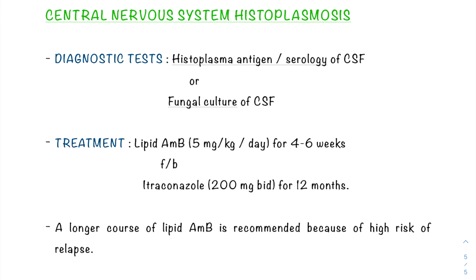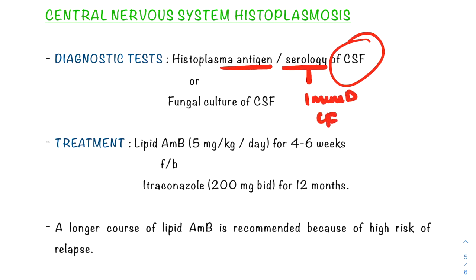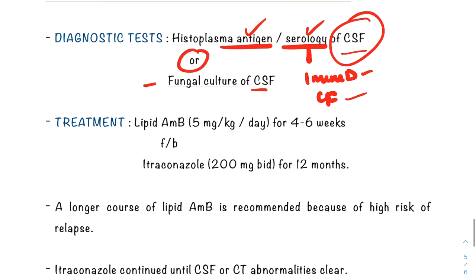Last is the central nervous system histoplasmosis. And how do we detect the central nervous system histoplasmosis? That is done using the CSF sample. We do a lumbar puncture. We extract the CSF sample and send it for the histoplasma antigen, or we do serology of the CSF. Serology is through the immunodiffusion technique or by complement fixation. Okay, so we do the antigen or the serology through immunodiffusion or complement fixation of the CSF, or we can also do a fungal culture of the CSF, but usually takes time.